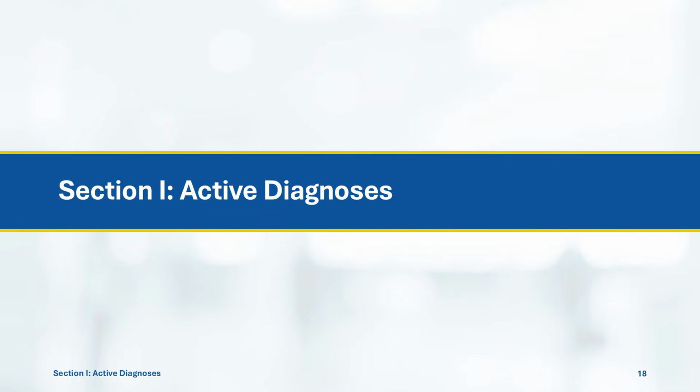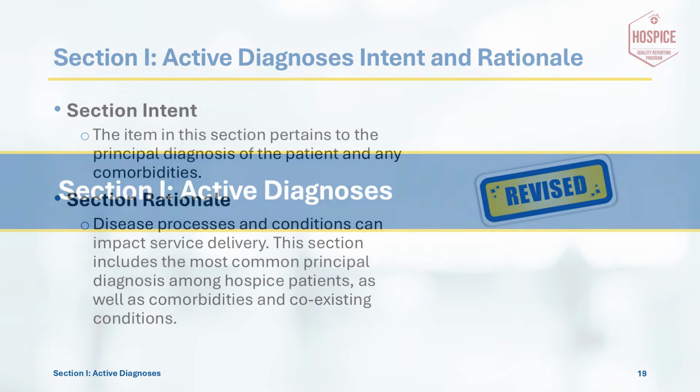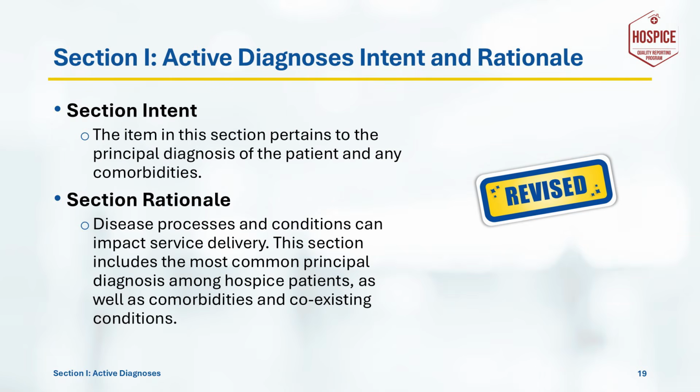Okay, let's move on to Section I, Active Diagnoses. While the item discussed in this section is not new, there have been some revisions to the item itself, so the section intent and rationale have also been revised. The revision to the section intent is that the item pertains not only to the principal diagnosis of the patient, but now includes a list of comorbidities and coexisting conditions.